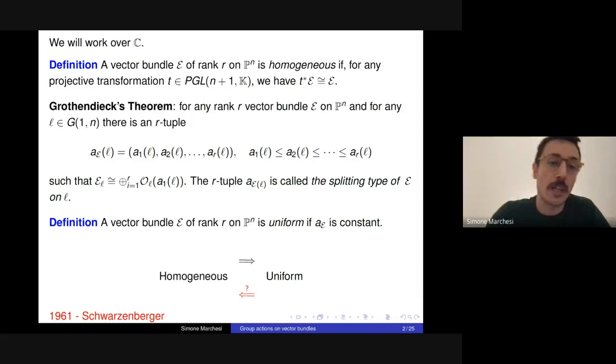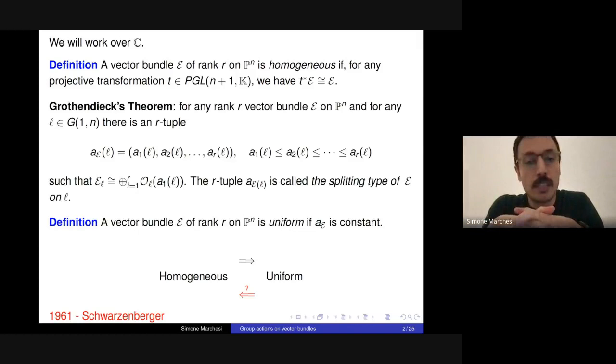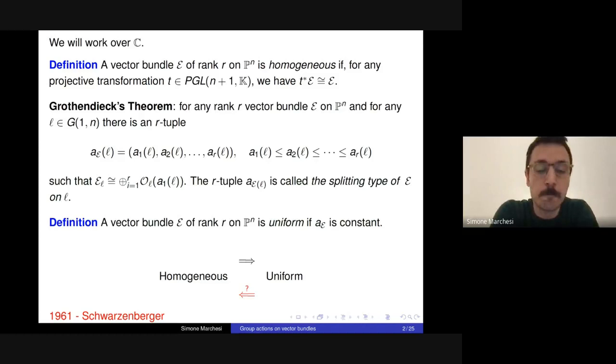In the complementary closed set of lines, we have a different splitting, and these lines are called jumping lines. In particular, if we think about a rank 2 vector bundle on the projective space, the restriction is given by two summands, and in the generic splitting type the two integers have the lowest gap possible. So the jumping lines are those where the gap between the two integers is bigger.